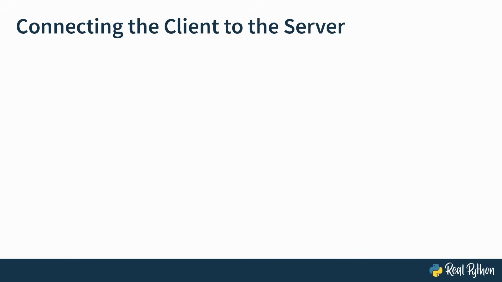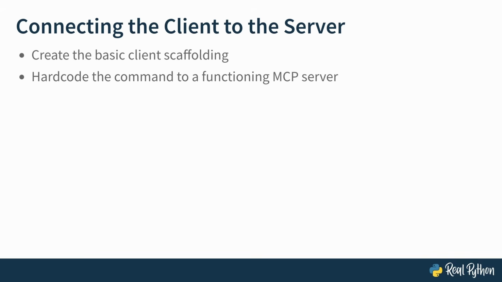And this is what you will develop, a client that can connect to arbitrary servers. To start off, you're going to create a basic client scaffolding. And by basic, it doesn't mean it's going to be easy to understand. It just means it doesn't have a lot of functionality. You're going to hard code the commands to a functioning MCP server because you want the client to be able to test different servers. But in the beginning, you're going to use the MCP server from the previous lesson, which you know works, to check that your client is working.